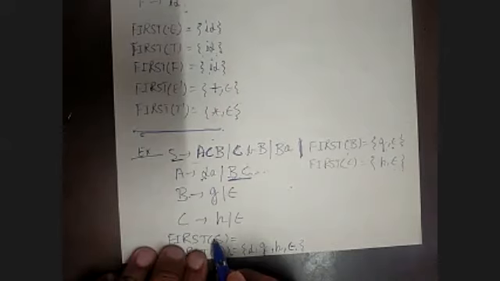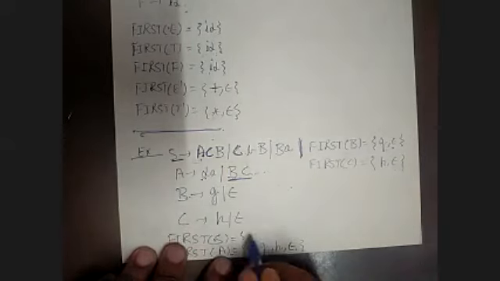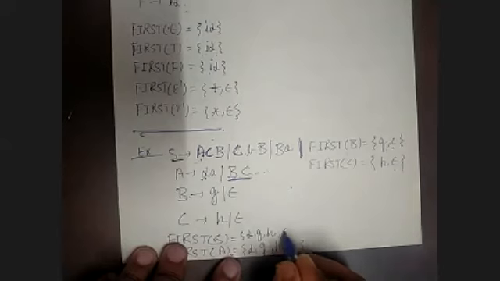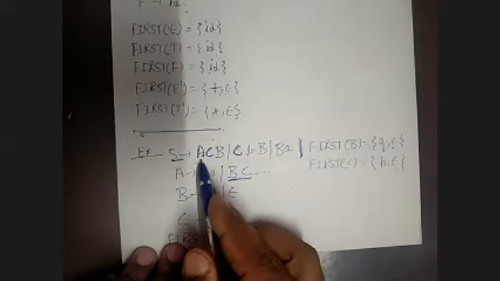Now, again, move on to the first of S part. In first of S, the first production is A. So first of A is D, G, H, we write it down as it is, and epsilon. Now is this part complete? Yes or no? Since first of A contains epsilon, it is not complete.